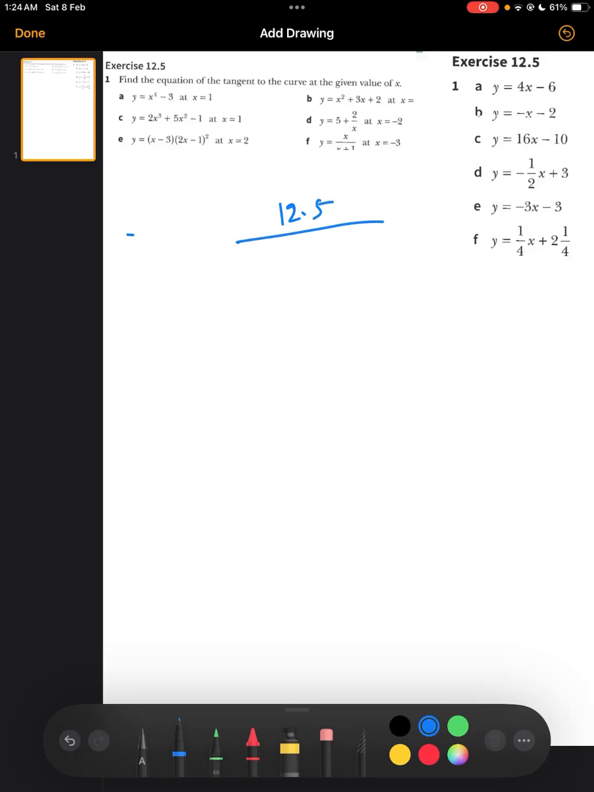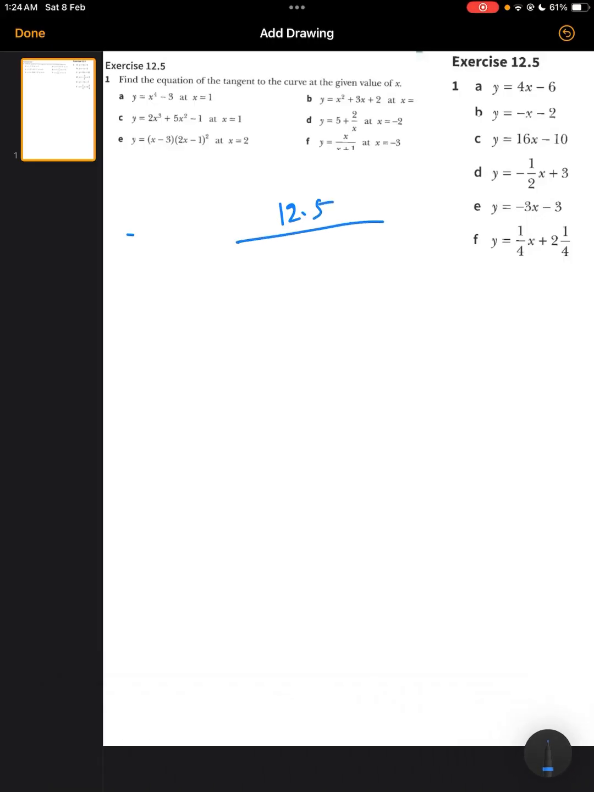Before starting 12.5, I would like to discuss a formula. When a particular curve is given, at first we have to figure out the gradient of that curve, which is dy/dx. The value of that gradient is m. If we get the gradient and we are given a particular point x comma y, I am taking x1, y1. If y1 is not given, we have to figure out y1 by putting the value of given x.